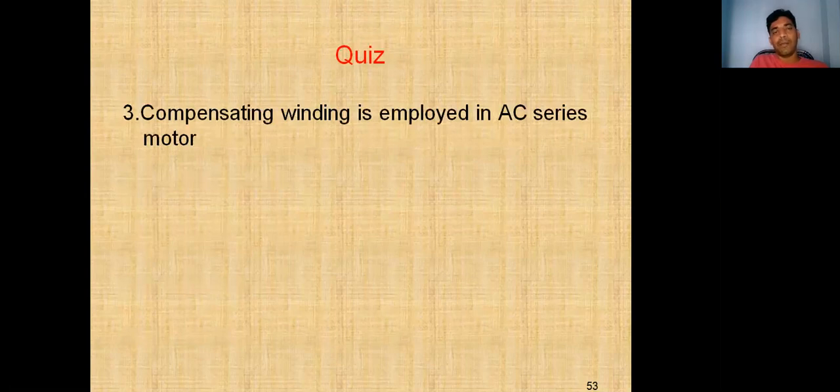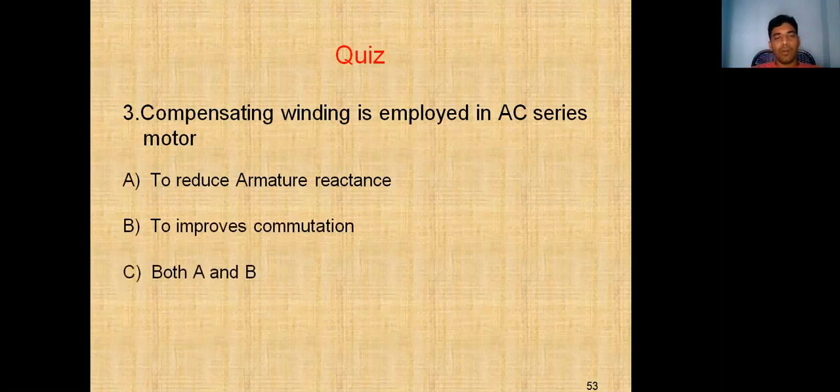Compensating winding is employed in an AC series motor: option A to reduce armature reactance, option B to improve commutation, option C both A and B, option D none of this. So both A and B is the correct answer. Compensating winding reduces the armature reactance and also improves the commutation.